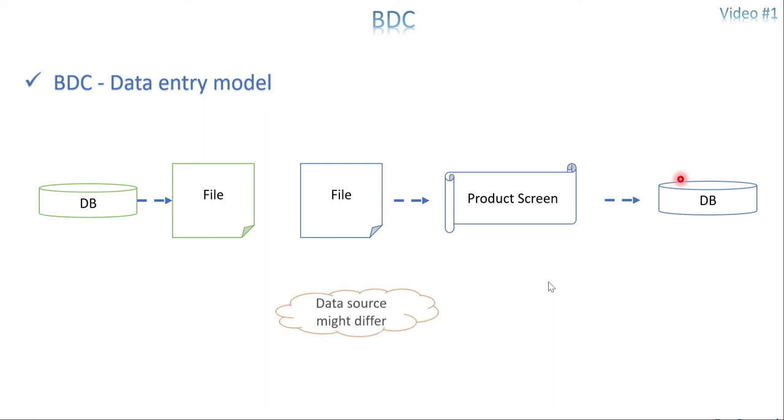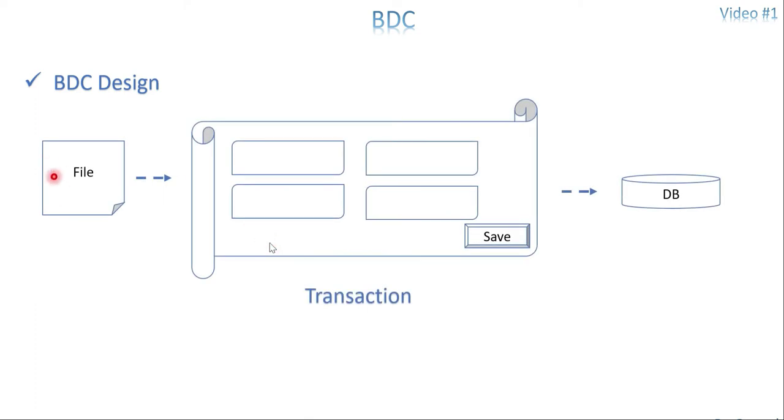Okay, and the data source might differ. Here I preferred a file. It may be direct information or a temporary database, whatever it is. The source might differ. So BDC is designed like this. Take the data from a file. I have a transaction. Keep the data in field 1, field 2, field 3, field 4. Once you've filled them, probably you might have one more screen. Go to the next screen and fill fields 6, 7, 8, 9, 10, and finally click the save button.